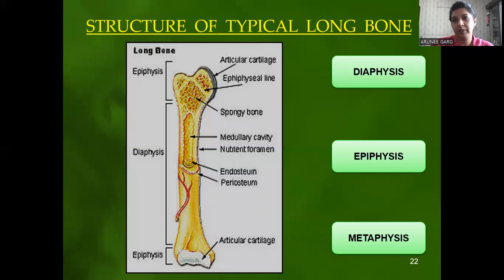The structure of a typical long bone is the diaphysis, which is the long part of the bone, the length of the bone. Then the epiphysis, which is the ends of the bone, cartilaginous, which contains the cartilage, and the metaphysis. This is the metaphysis, the part between the diaphysis and the epiphyseal end. It is very rich in vasculature, and the bone growth usually happens from the center towards the epiphyseal end. So the metaphysis is the part towards the diaphysis.